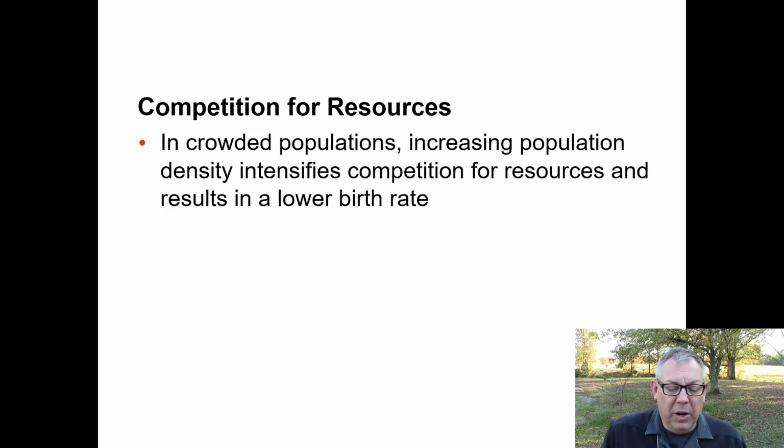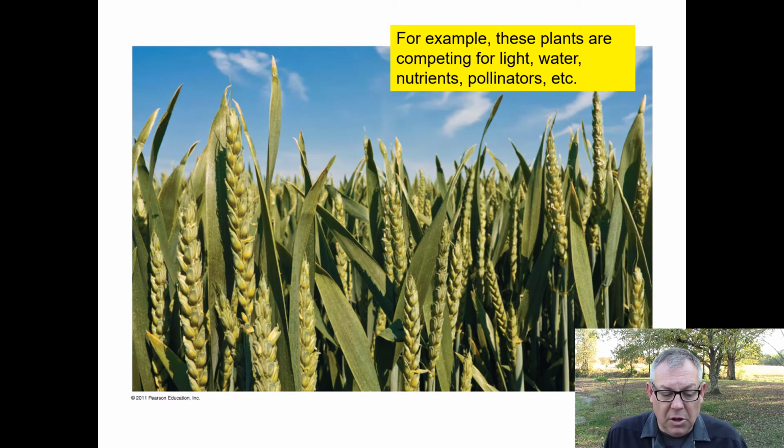And so let's talk about each of these in very brief detail. In a crowded population, you just have more organisms competing for the same resources. So consequently, you've got more competition. So you spend more energy on competition, and then you have a lower birth rate. And if you look at this dense stand of plants, when we think of competition, we're animals, and we think of nature red in tooth and claw. But all organisms compete. And so these plants are competing for things like light and nutrients and water and pollinators. And the more dense you have, the more intense that competition is, and that lowers the birth rate and it sets the carrying capacity.